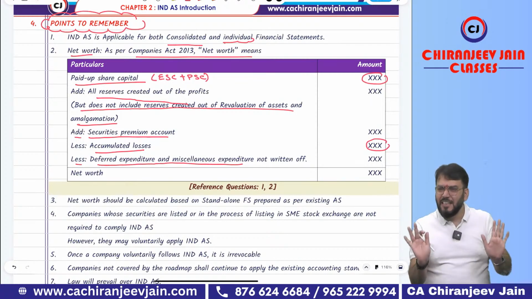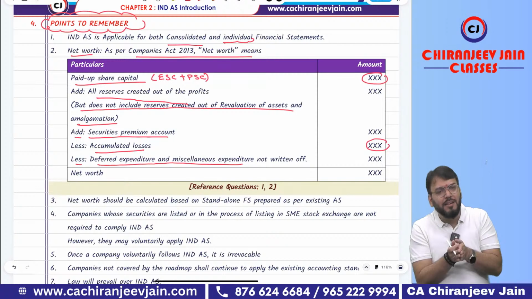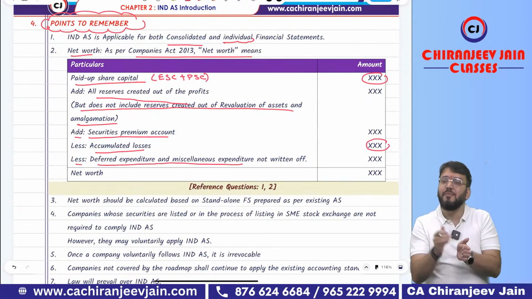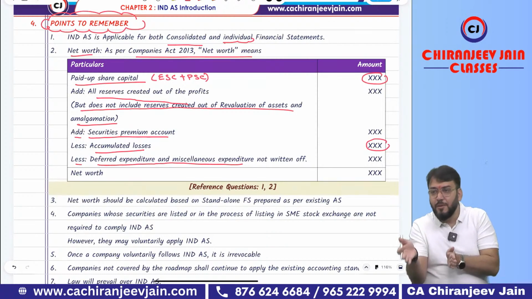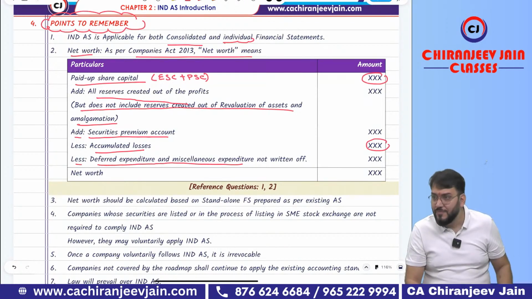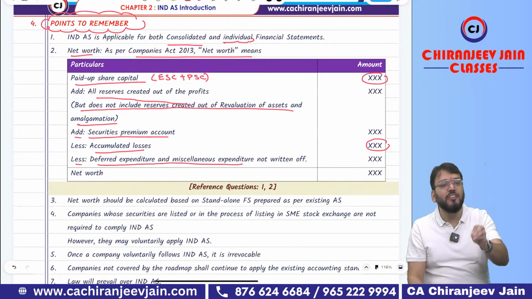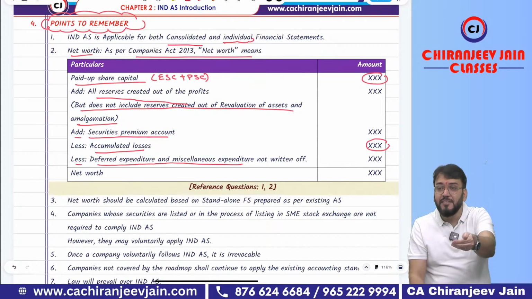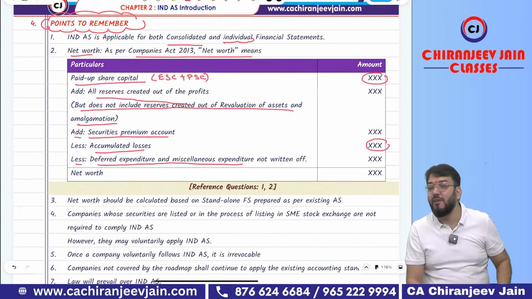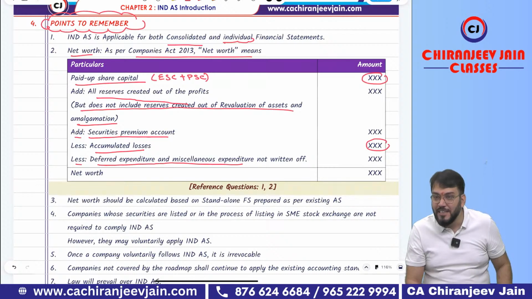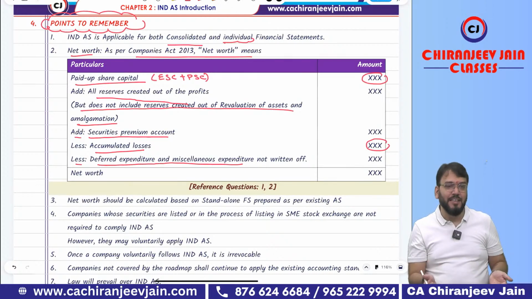Correct? But right now we are doing this as per the Companies Act. The Companies Act says that any expenditure which is not charged to PL account immediately is deferred. So that is also one type of loss. That will have a debit balance, and a debit balance will come on the asset side of the balance sheet. So that also represents accumulated losses, and it should also be deducted.